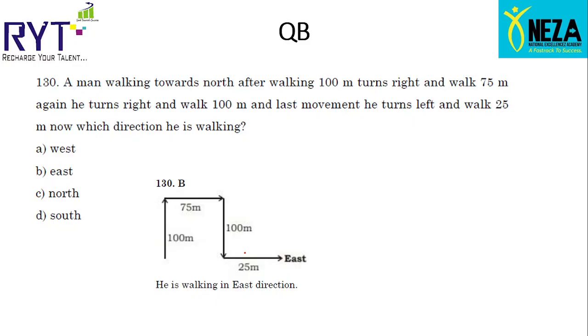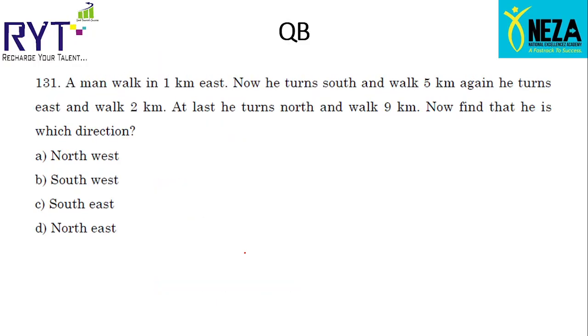Next question. A man walks 1 kilometer east. That is from one place. He started walking 1 kilometer east. Now he turns south and walks 5 kilometers. First he walked east. Now he is walking south. Again he turns east and walks 2 kilometers. At last turns north and walks 9 kilometers.